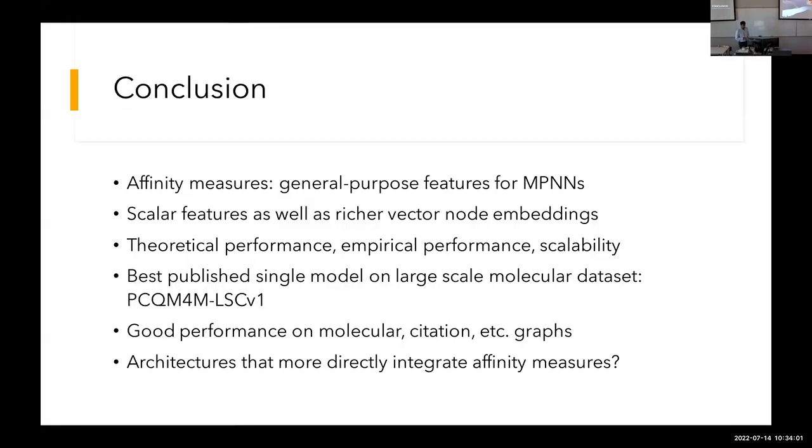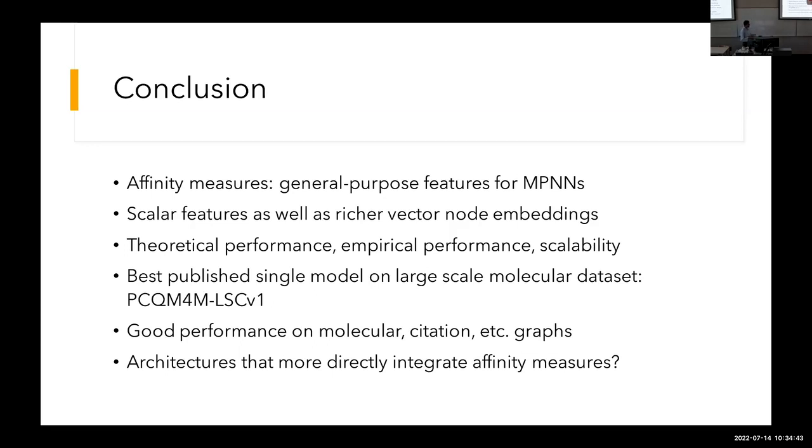Okay, so just to conclude, we've introduced these affinity measures, which are a general purpose set of features that you can use in any sort of MPNN. The nice thing is that you can take your favorite type of MPNN, there's a bunch of different types out there, and just use these features in conjunction with that and see some performance gains. So if you care about scalability, you might want to just use the scalar features. This works well with very large graphs. But if you're willing to tolerate some overhead, you can also use vector node embeddings based on these resistive embeddings.